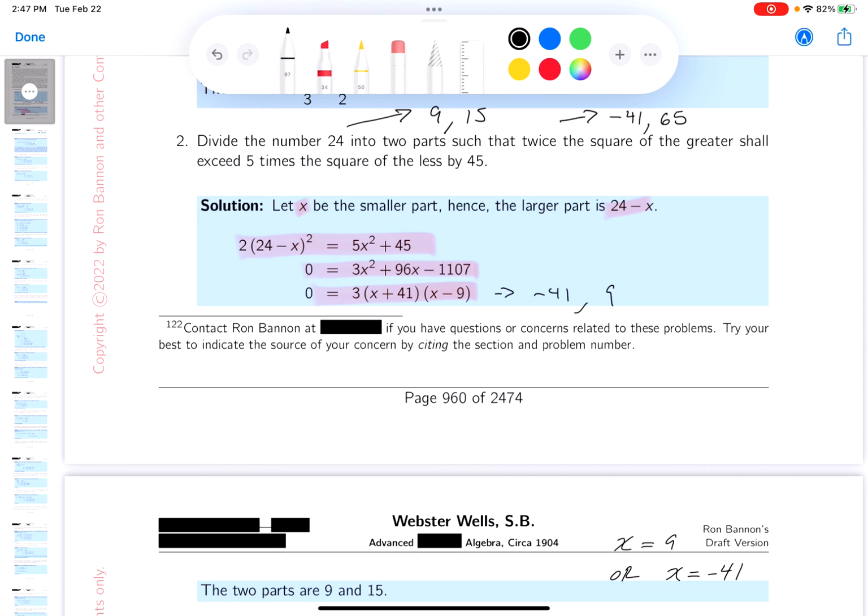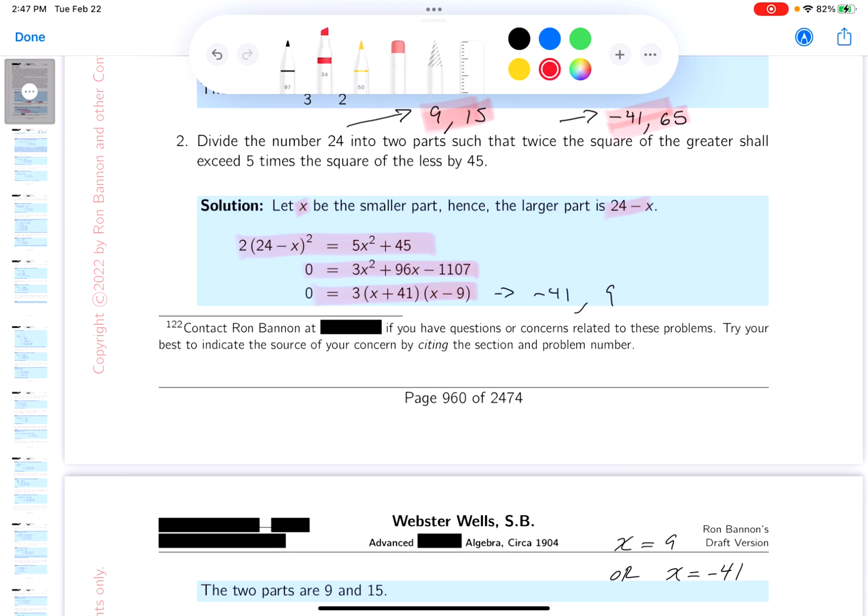I do want to point out that when the question speaks about a number, they're really using it in a traditional sense. Like if you asked someone, could you give me a number? I don't think they'd say minus 41. I'm not saying it's wrong, by the way, but the answer here, in the context of the language, 9 and 15 would be appropriate.